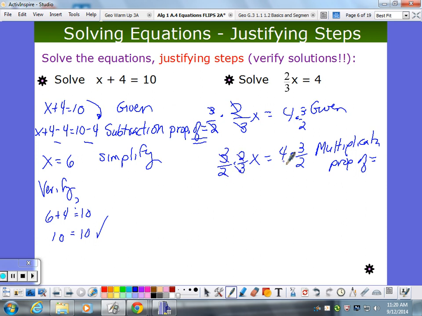Okay, now I'm going to do all that work. This goes away. Oh, what about this guy? That becomes a 2, right? 2 times 3 is 6 over 1 times 1. 6 over 1. X equals 6.